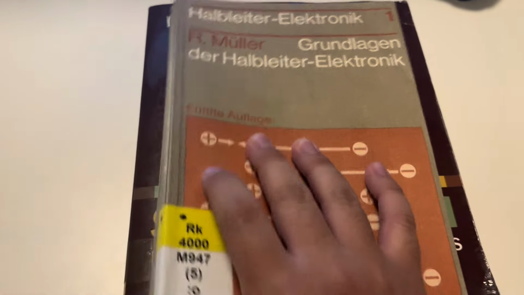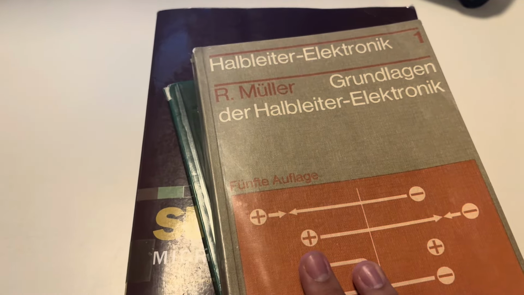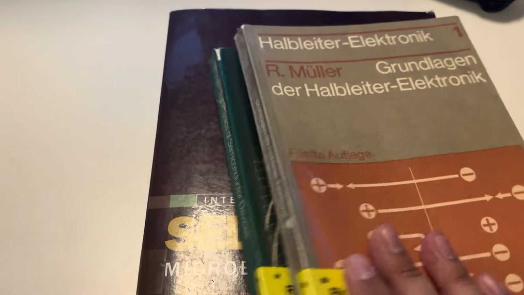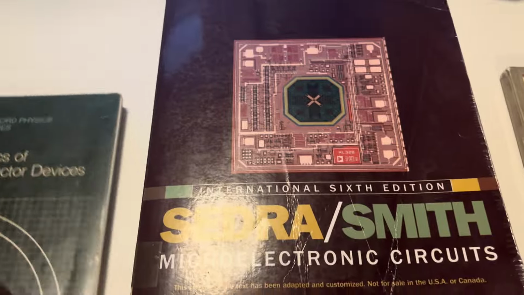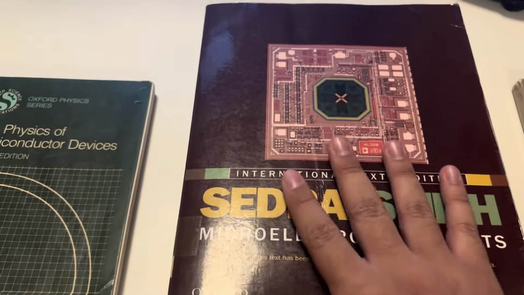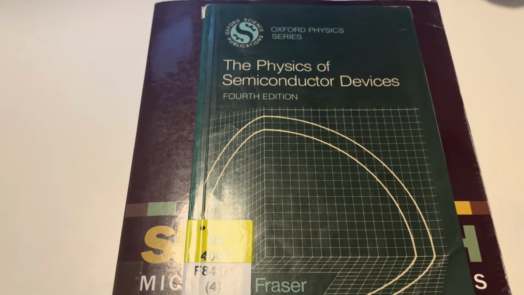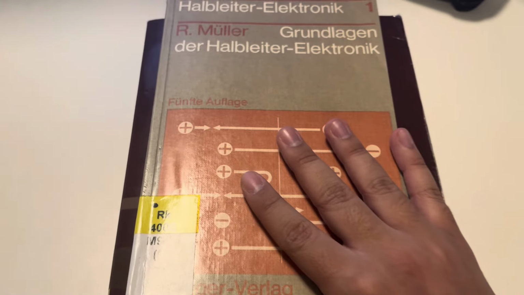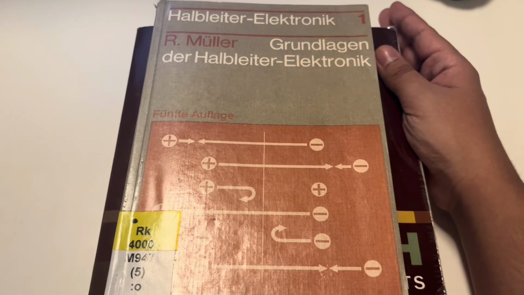But I also plan on getting some other good books in the future, also in German, because both the Oxford Physics series and the Sedra and Smith are in English just because I couldn't find them in German in our library. And this one was recommended by our professor because it's in German and we should read at least one book in German.